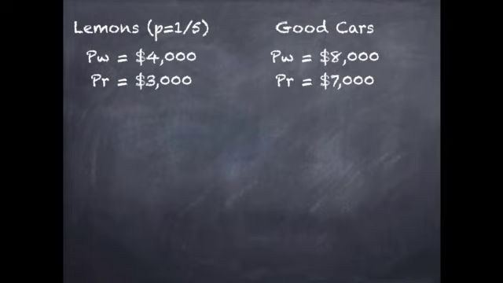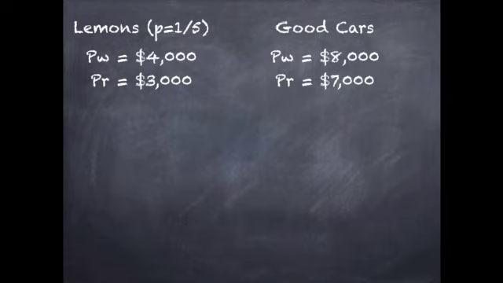First off, we know that the probability of getting a lemon, or the proportion of the cars that are lemons, is equal to 20%. Therefore, good cars occur 80% of the time. For individuals who are willing to buy a car, their willingness to pay for a lemon is $4,000, and their willingness to pay for a good car is $8,000. So the highest price they're willing to pay for a lemon is $4,000. The highest price they're willing to pay for a good car is $8,000. The minimum price that owners of lemons will take is $3,000. That's their reservation price. And the lowest the owner of a good car is willing to take is $7,000.